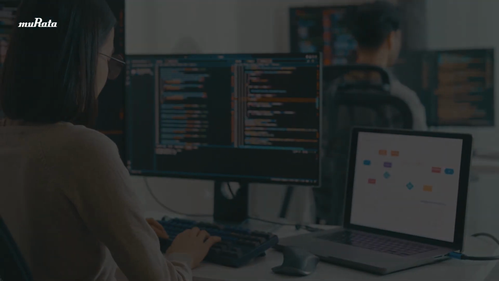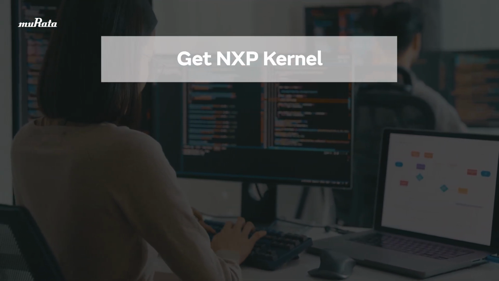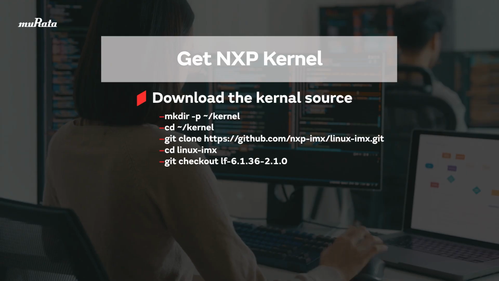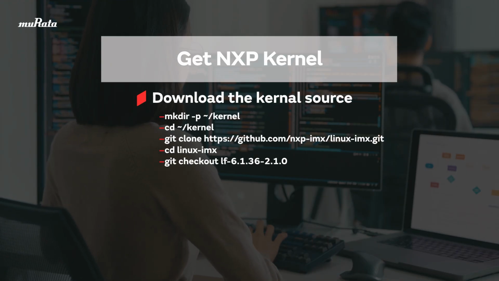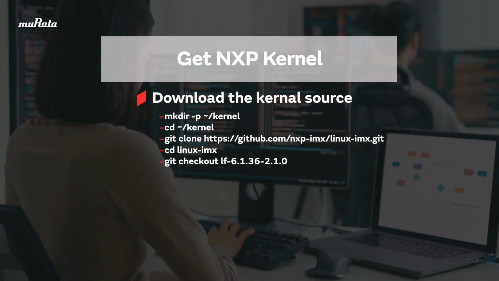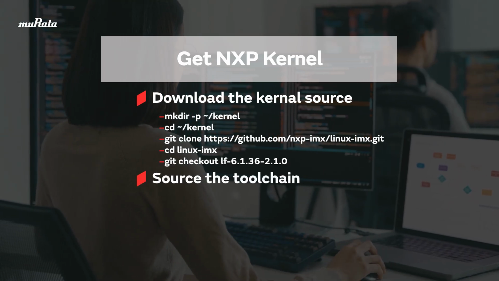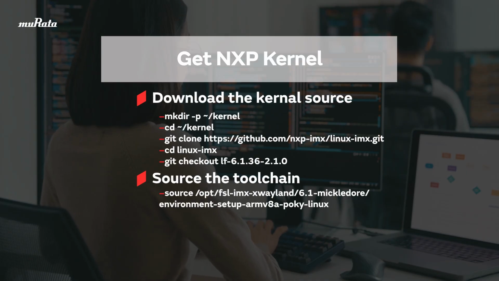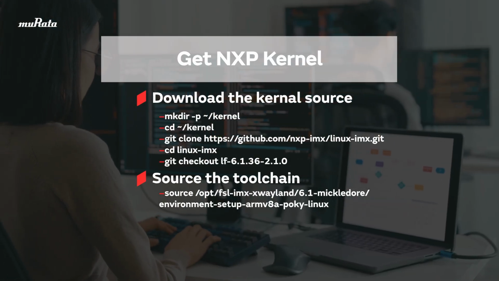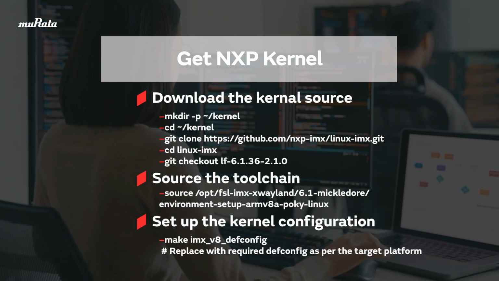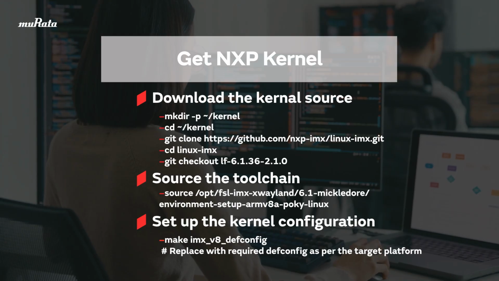In this step, we prepare the kernel source that FMAC will be built against. We begin by cloning the official NXP Linux kernel repository. It is important to check out the exact kernel version used by the BSP to ensure binary compatibility. Once the correct branch is checked out, we source the environment setup script provided by the cross-compiler. This configures the cross-compiler and target sysroot. After the environment is ready, we select a default kernel configuration that matches the target i.MX platform. At the end of this step, the kernel source tree is ready for configuration and build.